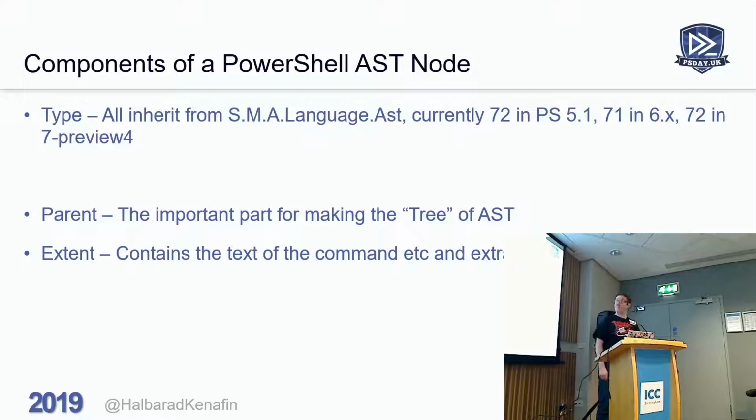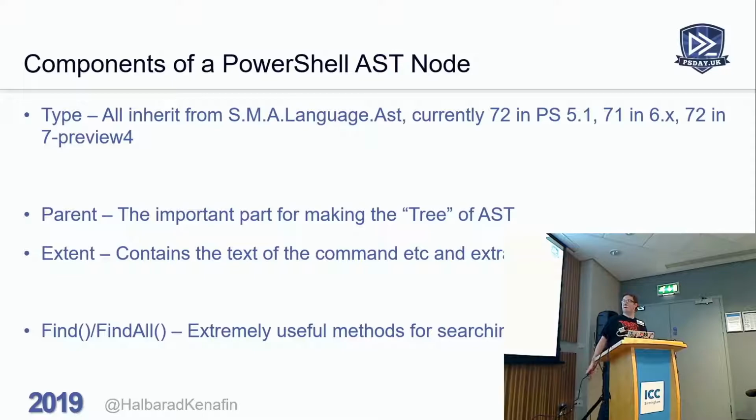There's the extent, which is basically the actual AST element itself, like what the contents are, your commands, your if statement, whatever it is. It's basically the text of it plus a bunch of other stuff, metadata for the most part. Then there's a couple of common methods on these types, which is Find and FindAll, which do what they say. They find you stuff. You provide them with a kind of search query, say, get me all of the commands in this tree, and it'll find all the commands, or all the commands that are called Get-Command, and it'll return all that.